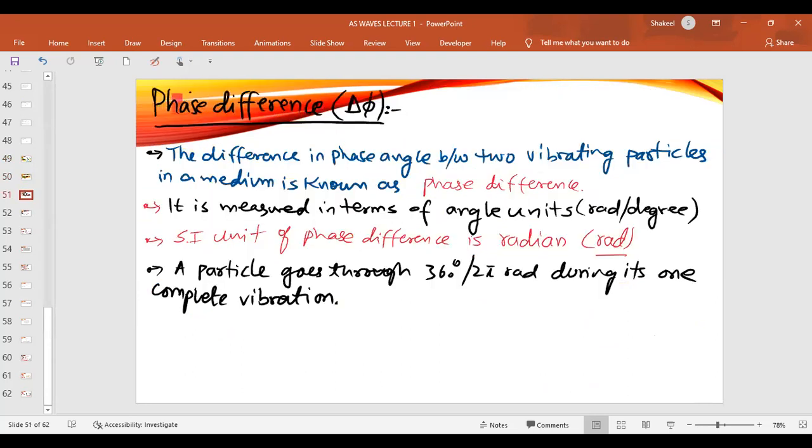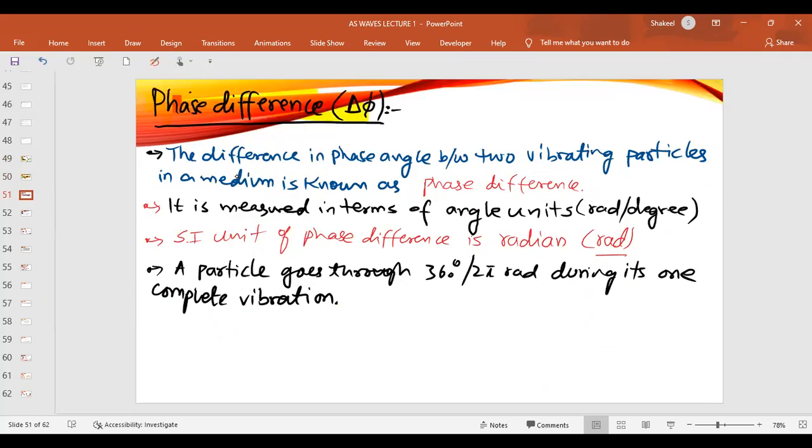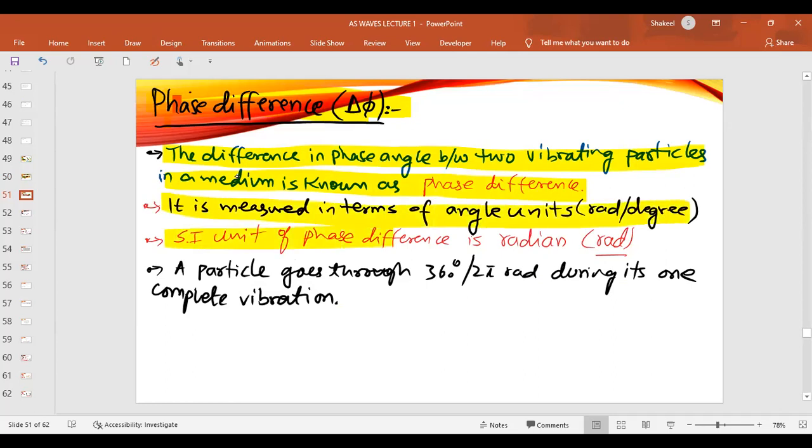Okay, now the next thing is, what is phase difference? Phase difference, delta phi. The difference in phase angle between two vibrating particles in a medium is known as phase difference. It is measured in terms of angle, that is radian or degree. SI unit for phase difference is radian. A particle goes through 360 degrees or 2 pi radian during its one complete vibration.